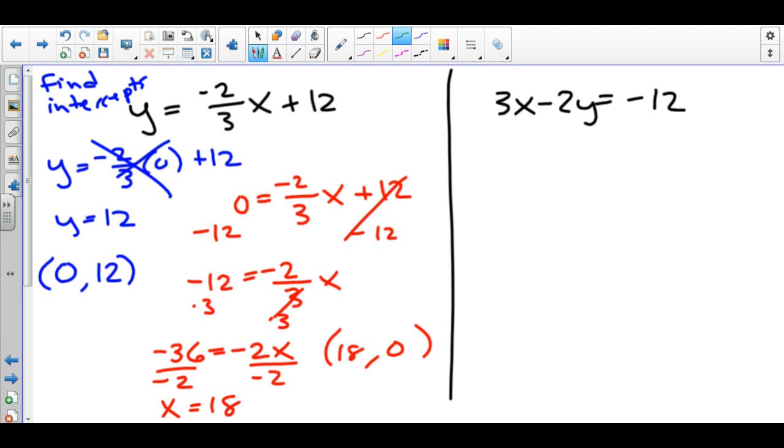I'm going to do the same colors for the next one. Now this one's starting in standard form, but I'm going to do it the same exact way. So if I want to find the y-intercept, you substitute 0 in for x.